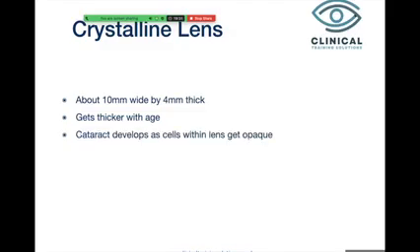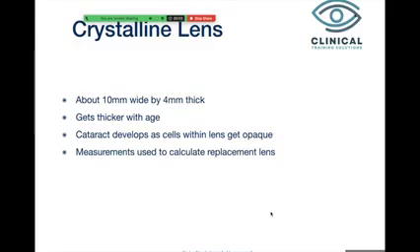Okay, and all it is, it's a collection of cells. It looks a bit like an onion when you look at it. And what happens is that these cells inside the lens kind of slough off, and then they become opaque with this buildup of cells. So that's really what a cataract is. Okay, and we use these measurements to then calculate the replacement lens. So we can take the old lens away and put in a new plastic lens.